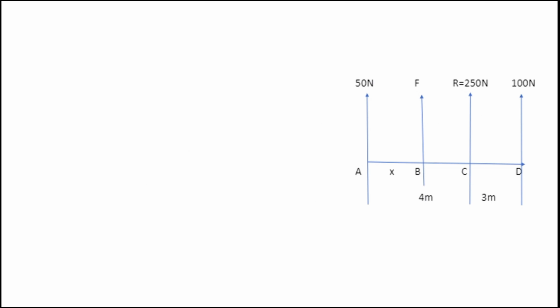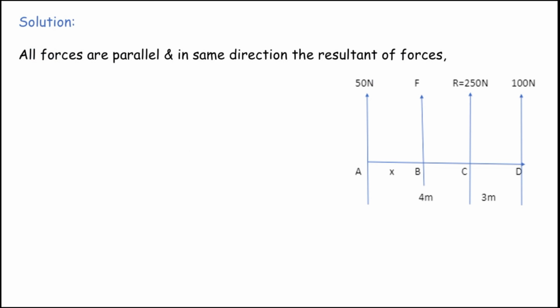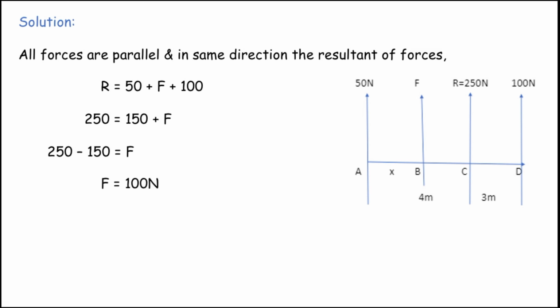The solution: we know the formula for the resultant for parallel forces in the same direction. We have to add all the forces. So, R equals 50 plus F plus 100. We know the value of the resultant, so I substitute that. 250 equals 50 plus 100, which is 150, plus F. Now, transferring the 150 from right to left, it becomes minus. So, 250 minus 150 equals F. The value of F is 100 Newton.